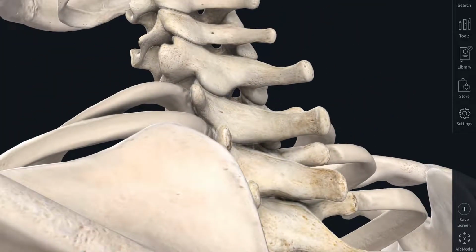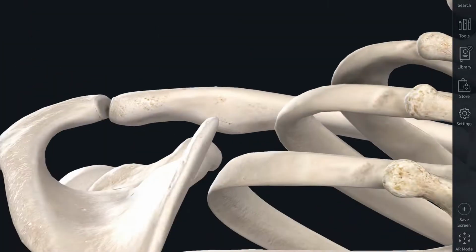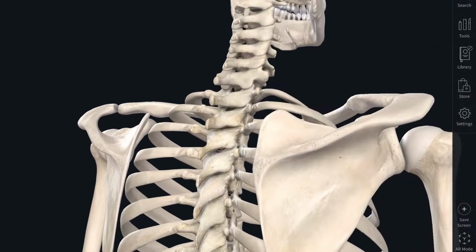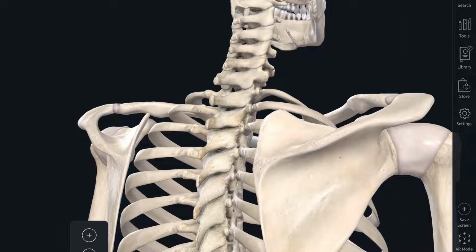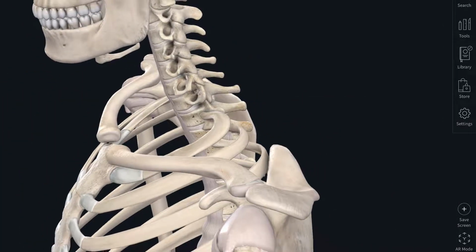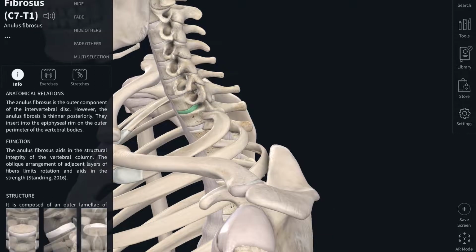Let's look at it so you can see how it works. Make this guy longer and add a layer of connective tissue. All right, this is what we're talking about.